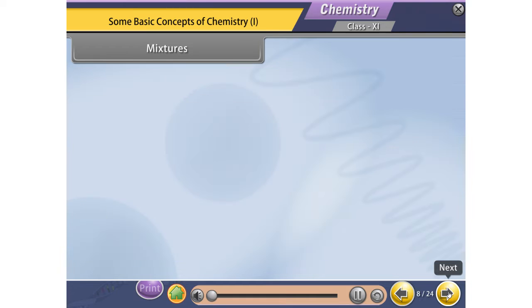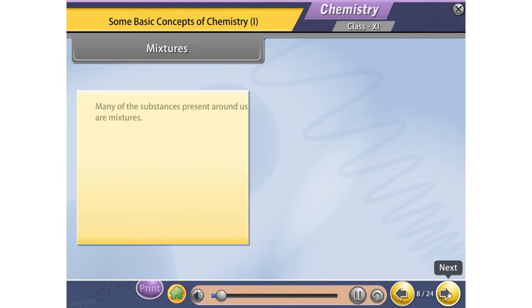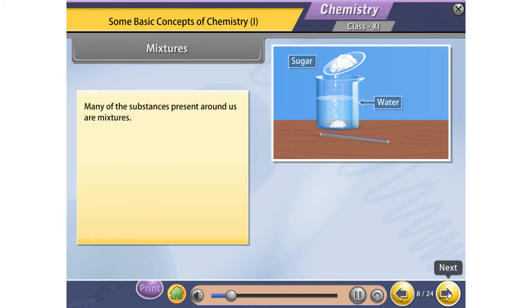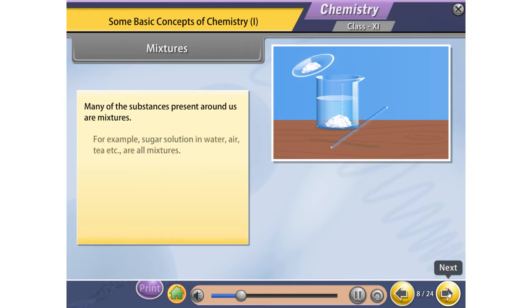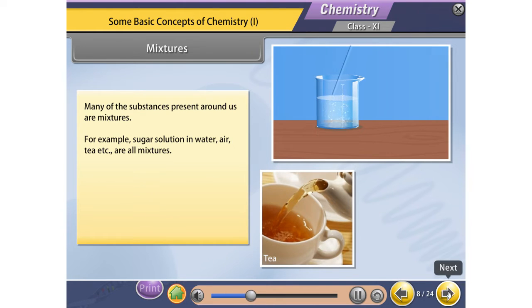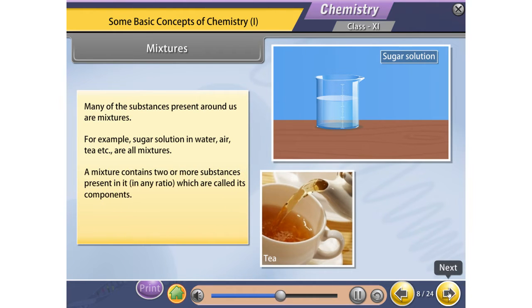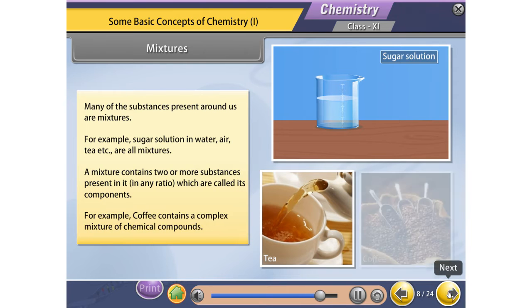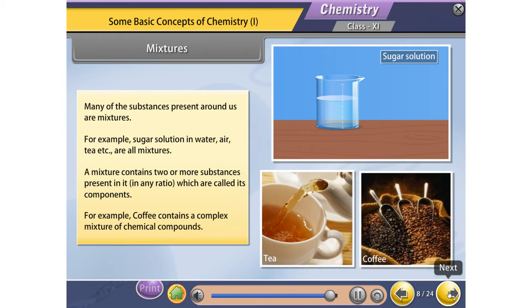Mixtures. Many of the substances present around us are mixtures. For example, sugar solution in water, air, tea, etc. are all mixtures. A mixture contains two or more substances present in it in any ratio, which are called its components. For example, coffee contains a complex mixture of chemical compounds.